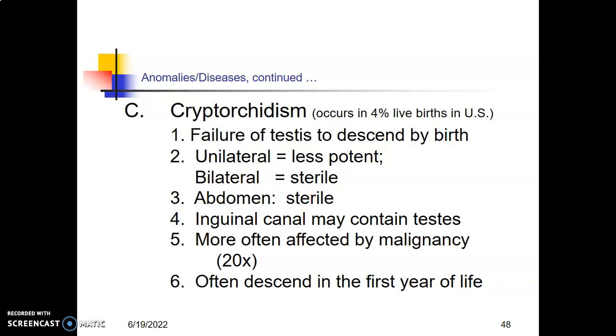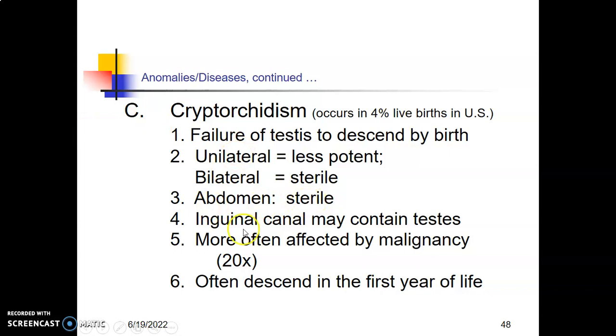If it occurs on one side, it's less potent, but if it occurs on both sides, then the man will be sterile. Spermatogenesis cannot occur when the testis is in the abdomen because the temperatures are too high. Testes are supposed to be in the scrotum, where temperatures are lower than body temperature. That helps spermatogenesis to occur appropriately. So if the testes are in the abdomen, it will lead to sterility.